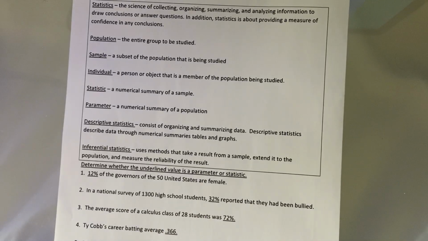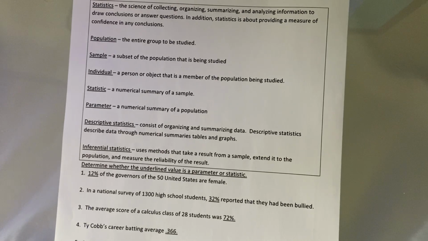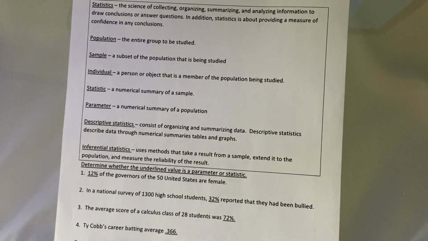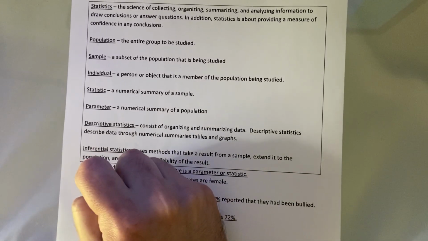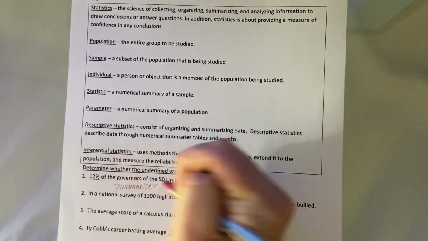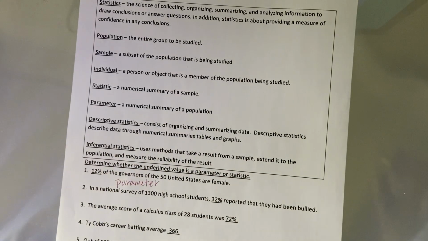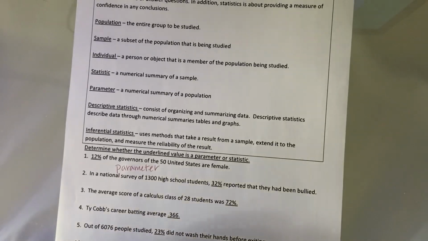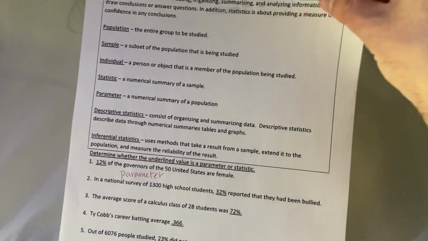Okay, determine whether the underlined value is a parameter or a statistic. 12% of the governors of the 50 United States are female. We know all of the governors, it's the whole population. If it's about a population, P, parameter, also P. Population parameter, not too difficult.